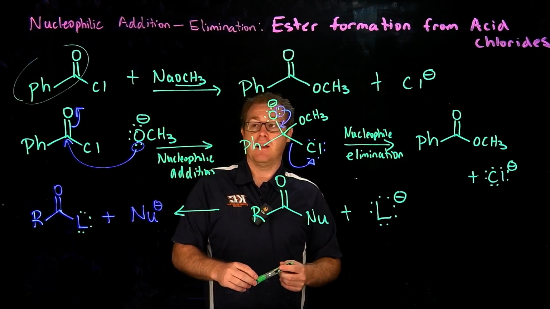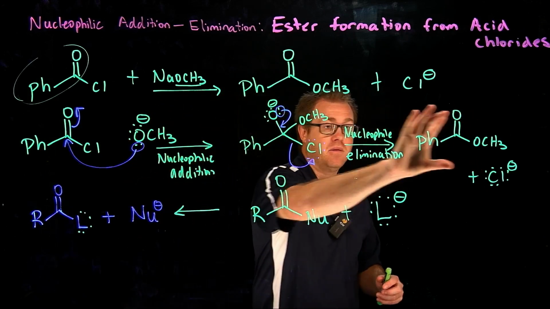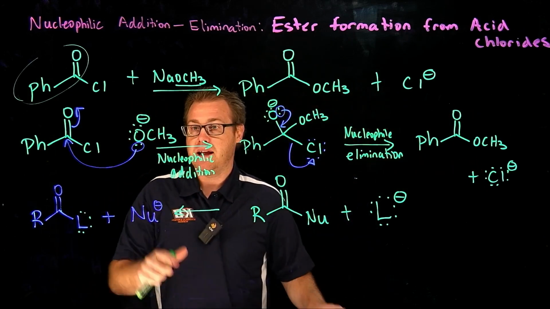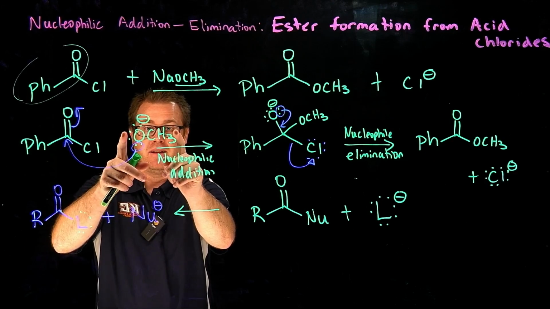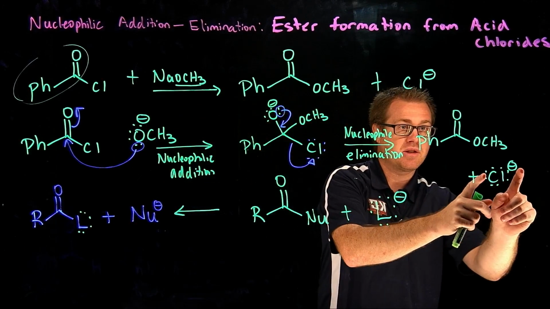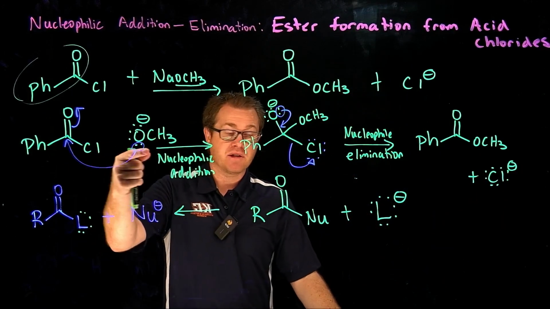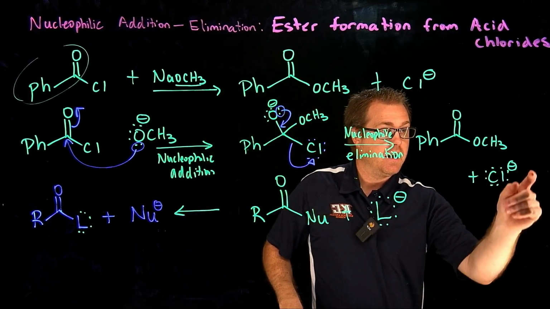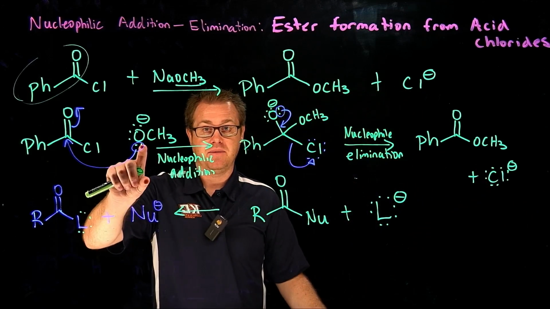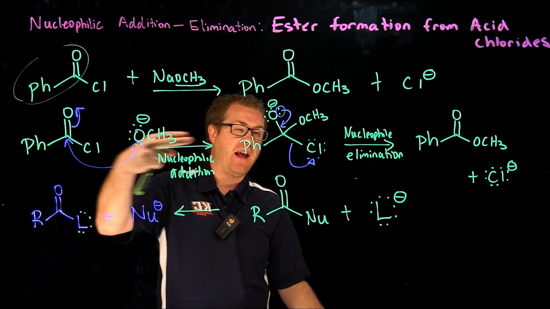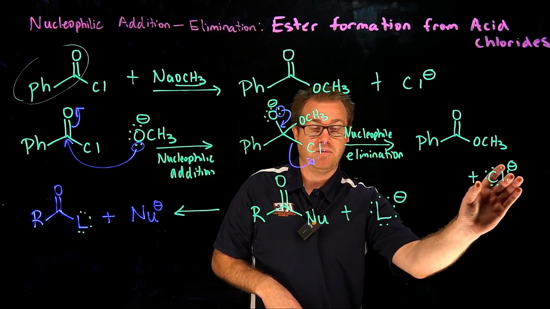So when we see this reaction here in the middle, what we're comparing is the stability of this methoxide and the stability of this chloride. And this reaction is irreversible because the chloride is way more stable than the methoxide. So this reaction is favored to the right because of the stability of that leaving group.